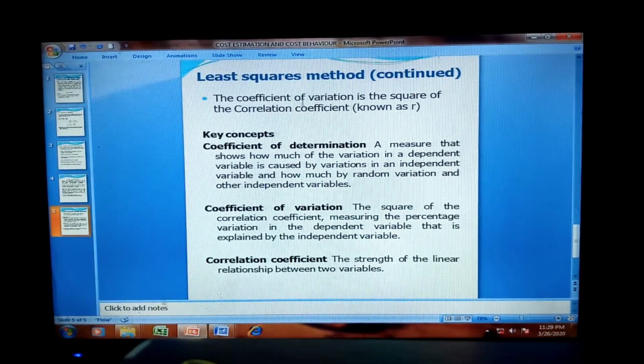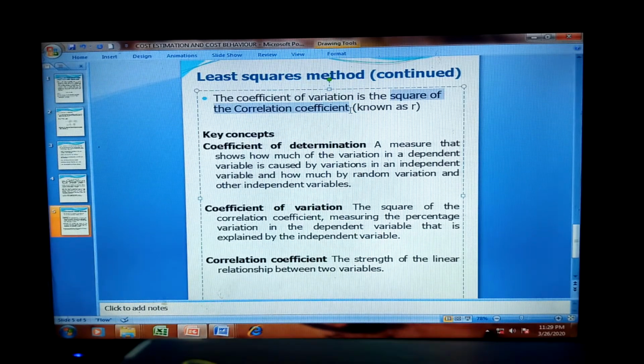Now, the coefficient of variation is simply the square of the correlation coefficient, meaning that this should be r squared. And that r squared represents the coefficient of variation. Now, here we have some key concepts which we need to be familiar with. That is coefficient of determination.